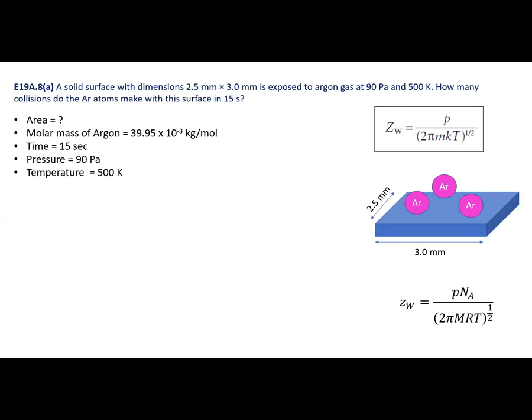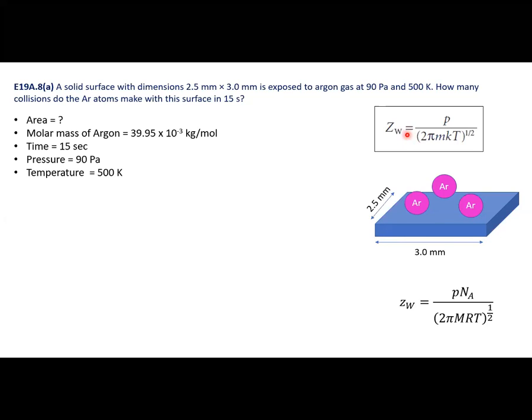So let's look at a problem that deals with the collision flux. A solid surface with dimensions 2.5 millimeter and 3.5 millimeter is exposed to argon gas at 90 Pascal and 500 Kelvin. Let's say this is the surface with these dimensions and it is exposed to argon atoms. How many collisions do the argon atoms make with this surface in 15 seconds?